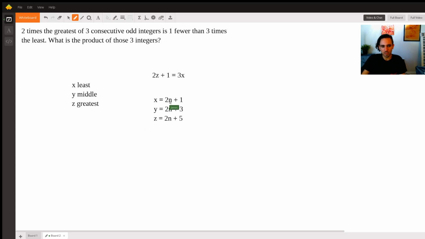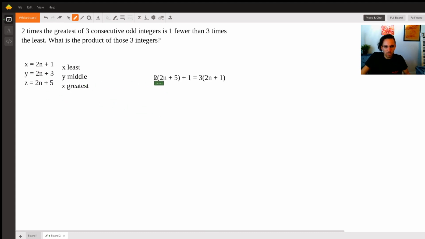So let's do that. Let's put in 2n plus 1, copy. Grab x, put some parentheses, and plug. Always put parentheses when you plug. It prevents a lot of errors. I'm going to put this in place of z, parentheses, copy, paste. There we go. So we now have this equation. Move this out of the way, and we will look at our equation. 2 times (2n plus 5) plus 1 equals 3 times (2n plus 1).